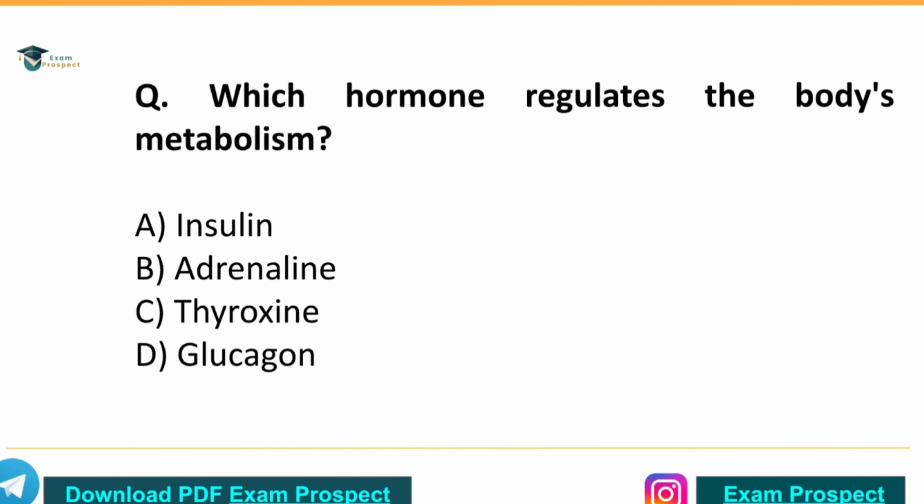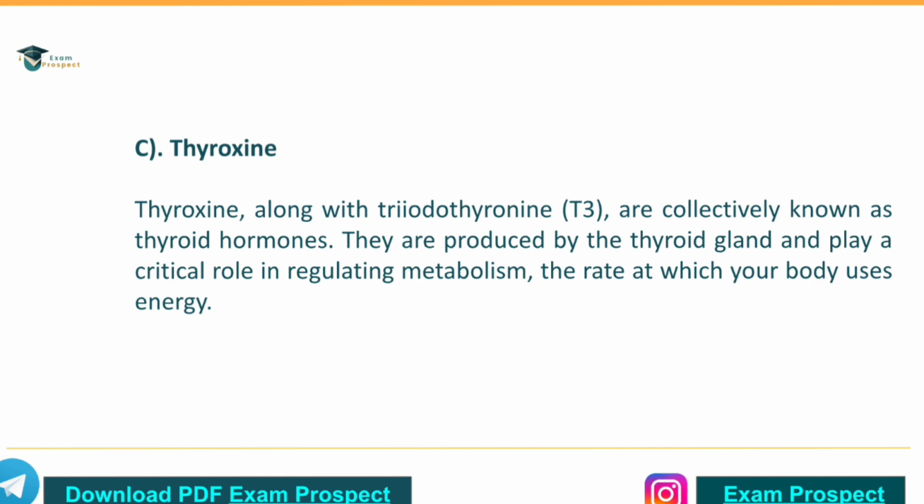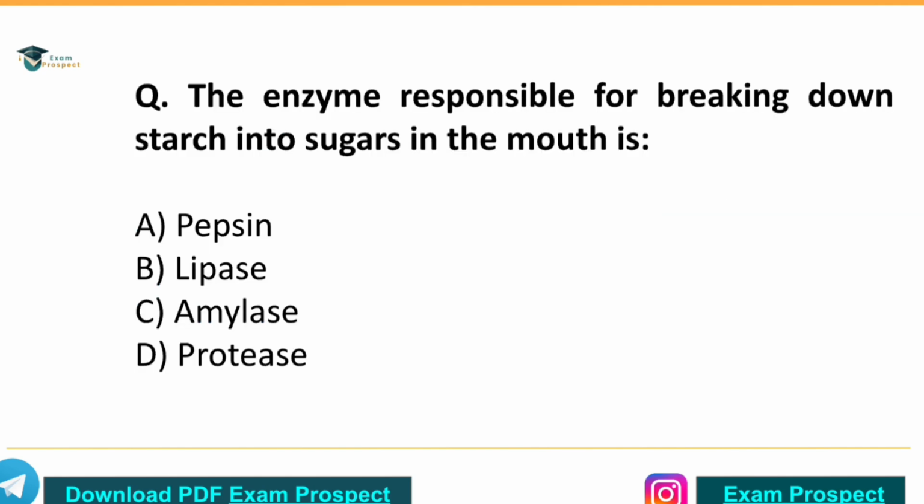Next question. Which hormone regulates the body's metabolism? Correct answer is option C, thyroxine. Here, thyroxine along with triiodothyronine are collectively known as thyroid hormones. They are produced by the thyroid gland and play a critical role in regulating metabolism, the rate at which your body uses energy.